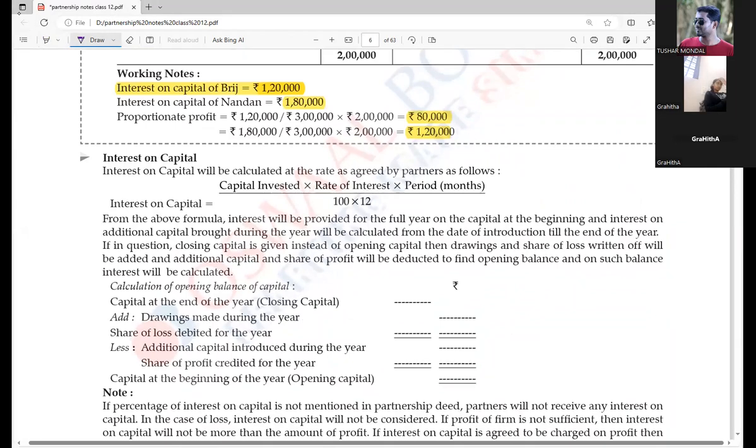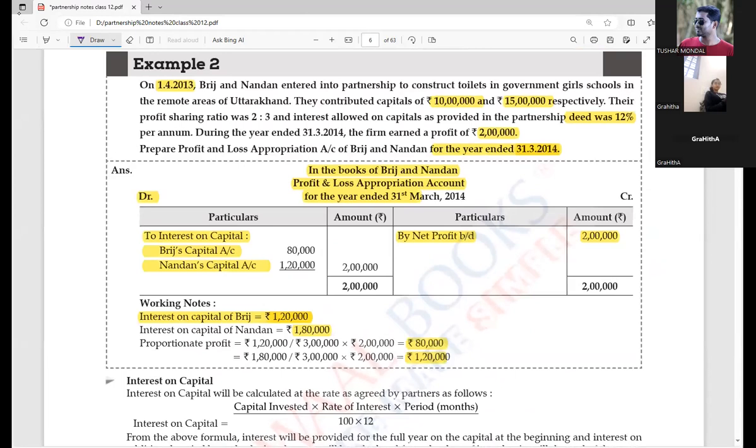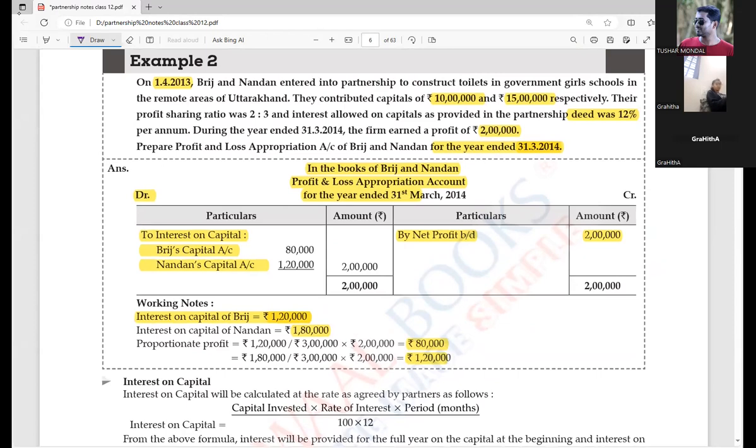Next, one more topic is given here, interest on capital, that we are going to see. But before that, you should do one question. I am changing the question here. The question is, here is 5 lakh rupees. In the place of profit 2 lakh, you should take 5 lakh rupees. Remaining all other things are the same. Do it.